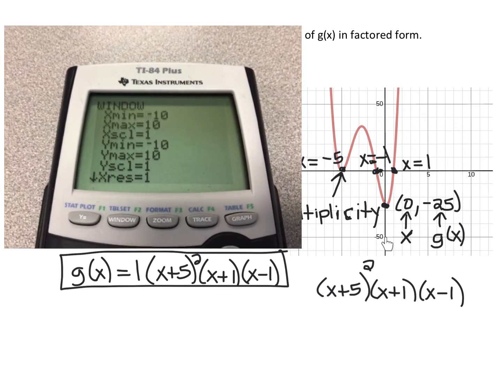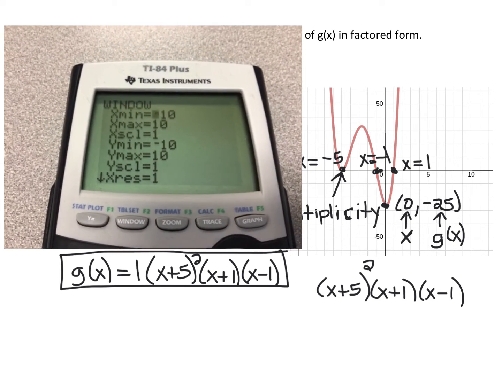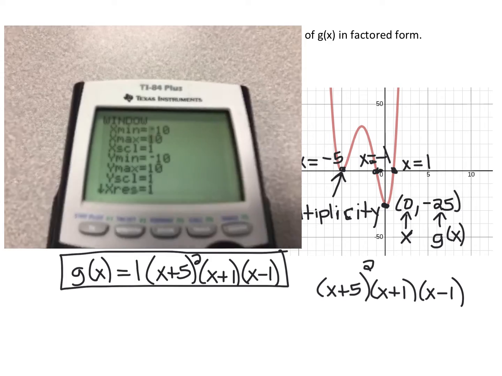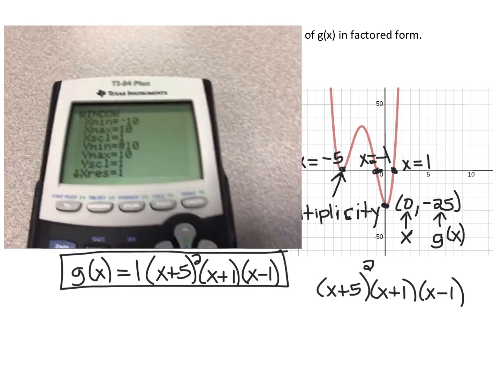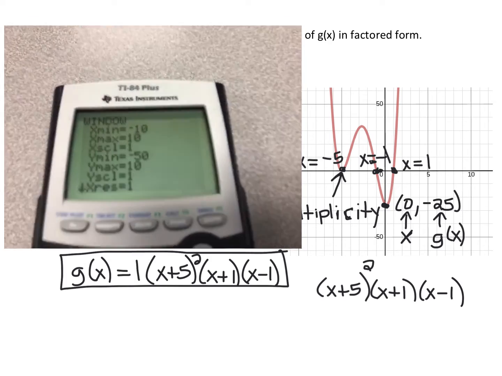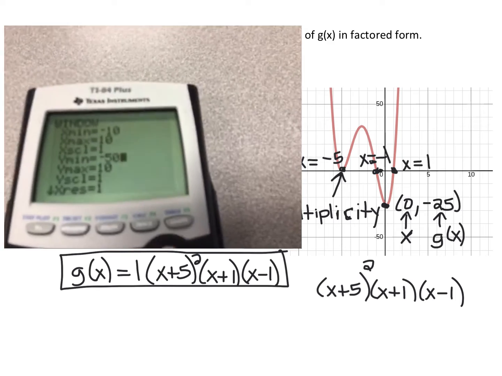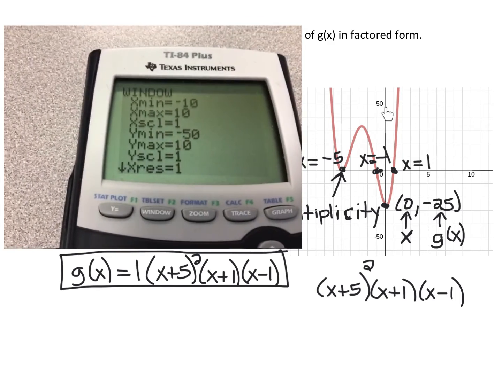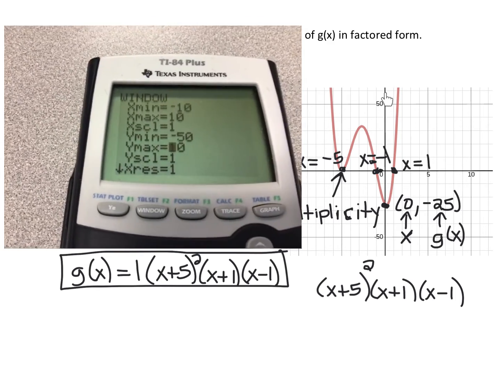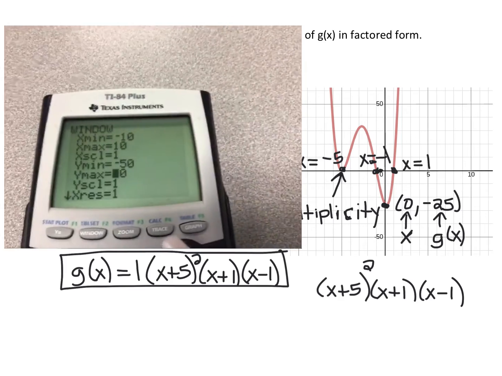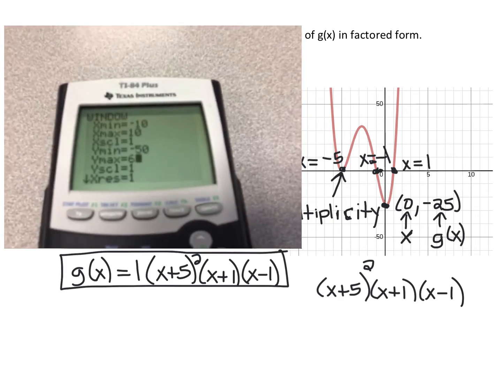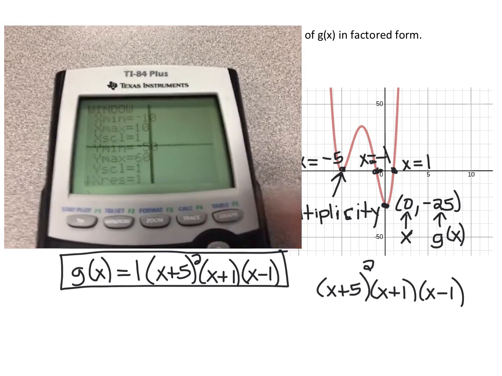But let's talk about our y. I'm going to set the y minimum to -50, so I'm going to scroll down here where it says y min and make that -50. And then for my y max, this right here is at 50. I'm going to make it a little higher, right? This would be 60. We could go even higher. I'm going to make my y max 60, and I'm going to hit graph.